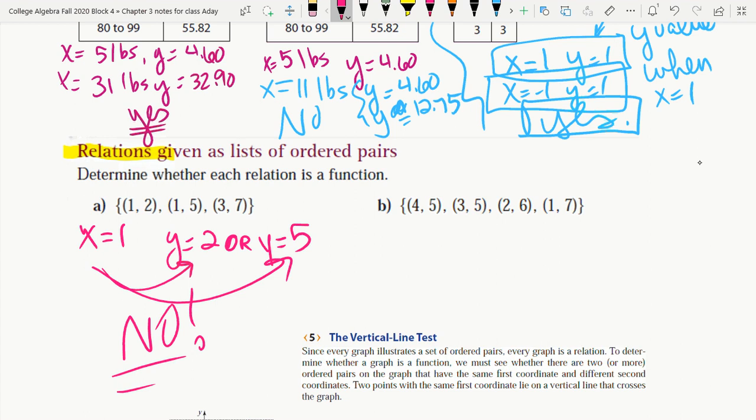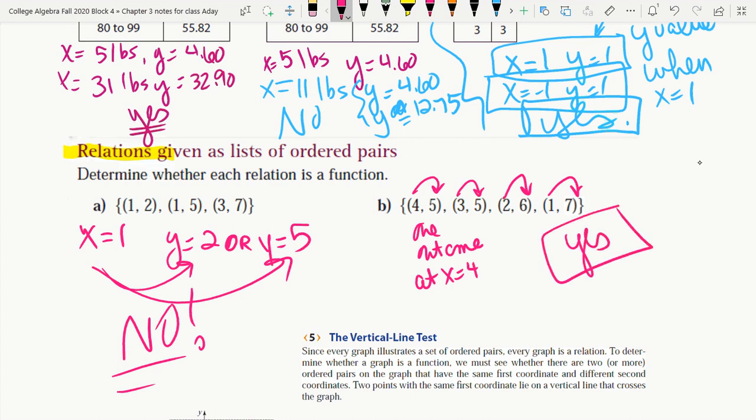Next one, when x equals 4, we get an outcome of 5. When x equals 3, we get an outcome of 5. Still okay because when x equals 4, I get one outcome. When x equals 3, I get one outcome. When x equals 2, I get one outcome. And when x equals 1, I get 7, one outcome. So this is a yes, a function.